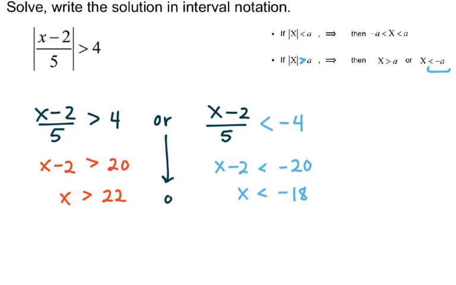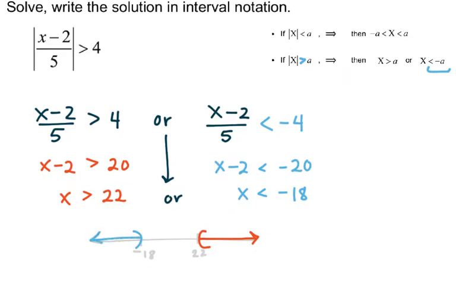So remembering this is an or situation. So that means it's either in the red region or the blue region. So I'll make my number line. I've got negative 18 and 22. X being greater than 22 is to the right of 22. X being less than 18 is to the left of 18.